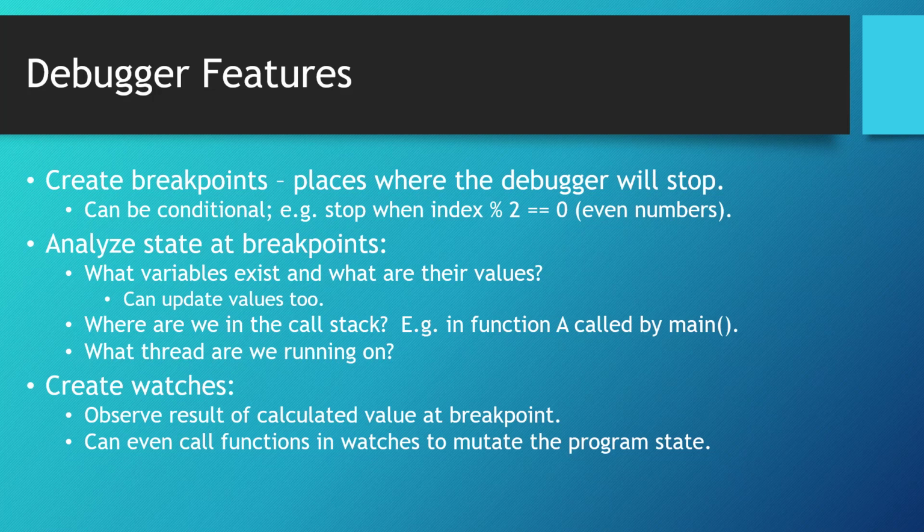You can create watches, which lets you observe the result of calculated values at the breakpoint. So you can call functions or concatenations or whatever you need to. And you could even use a watch to call a function, so you can mutate the state or force a garbage collection or anything else you might want to do in that situation.